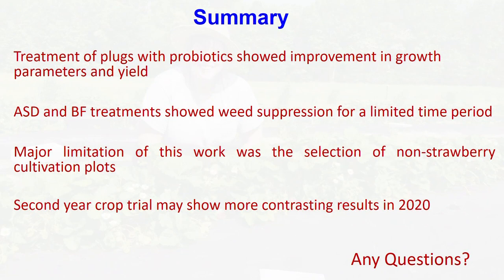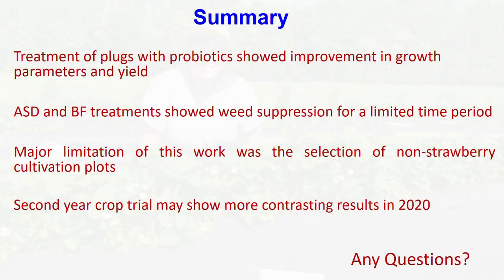So in summary, we can say probiotic treatment showed some improvement in vegetative growth during the earlier period, just after 45 days or something like that. But at later stages, these treatments didn't bring anything significant. ASD and BF, of course, suppressed the weeds, again during the early timings. At later stages, there is no effect. That might be due to germination of different kinds of weeds, and the effect of these treatments is already nullified by that time.